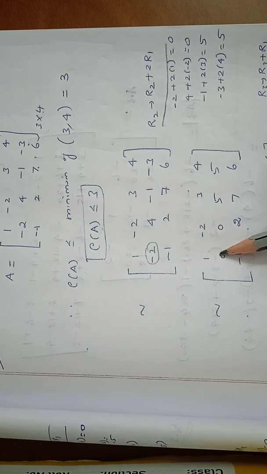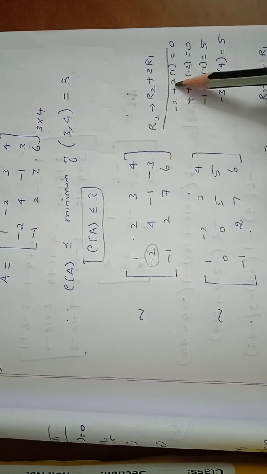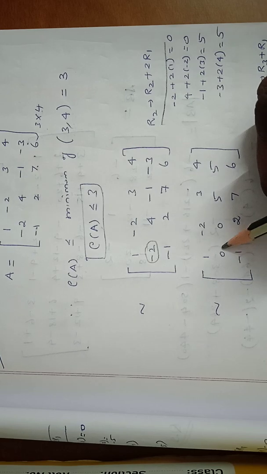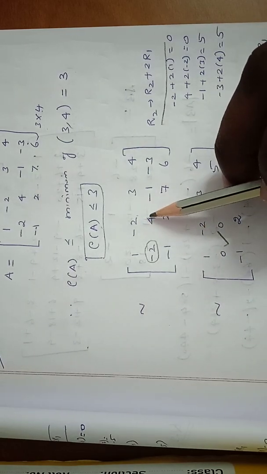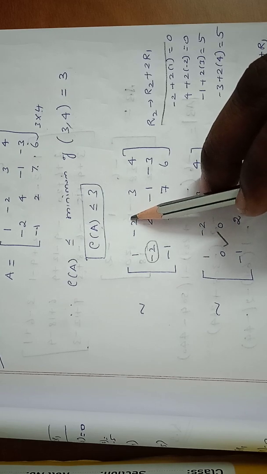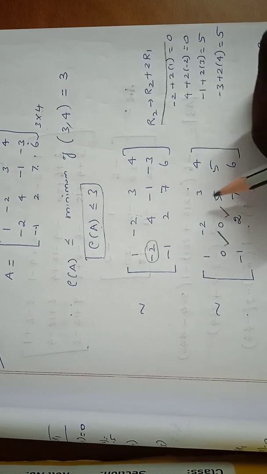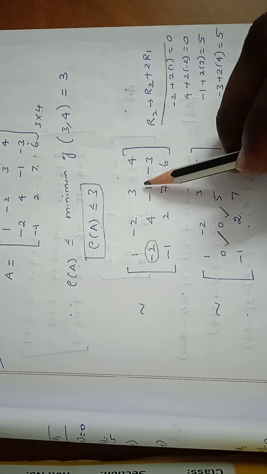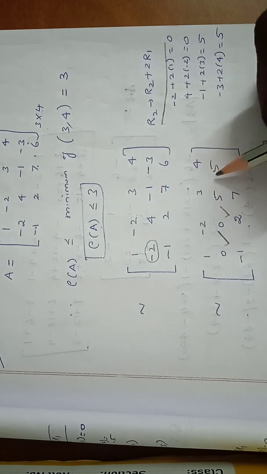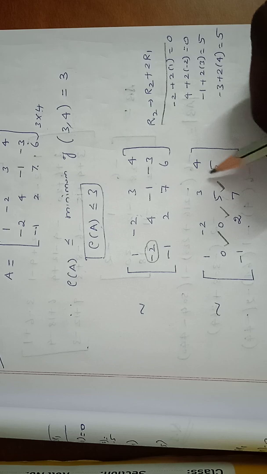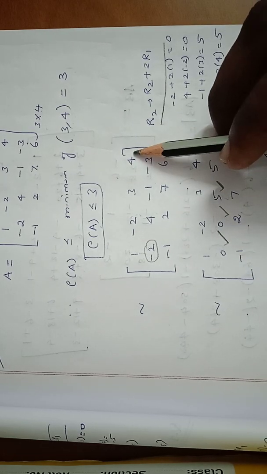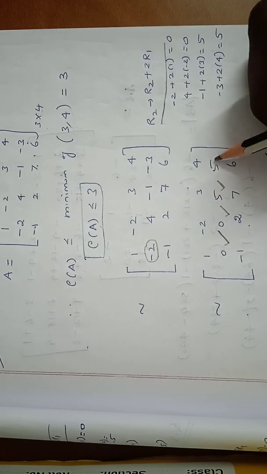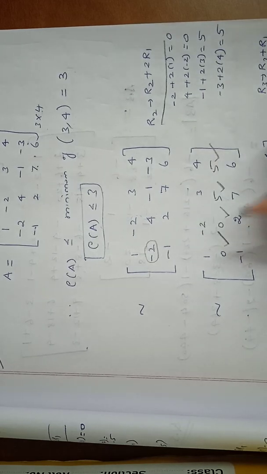This element becomes 0: -2 plus 2 into 1 equals 0. Again, 4 plus 2 into -2 is 0. Again, -1 plus 2 into 3 is 5. And the next one is -3 plus 2 into 4 equals 5. This is the first one. Again, next one.